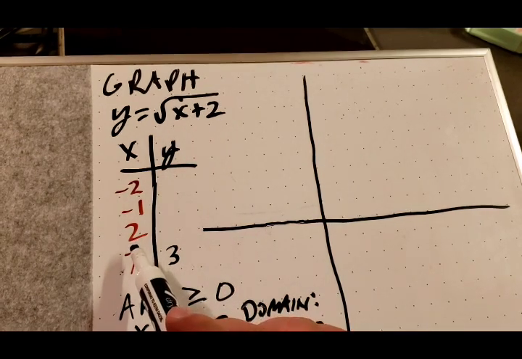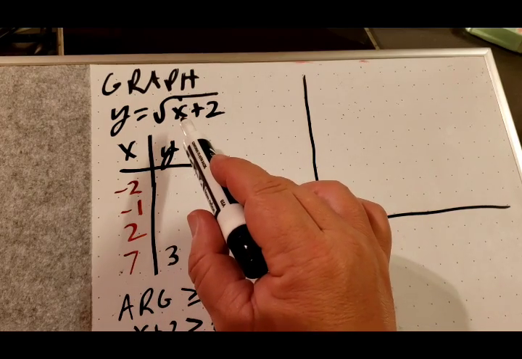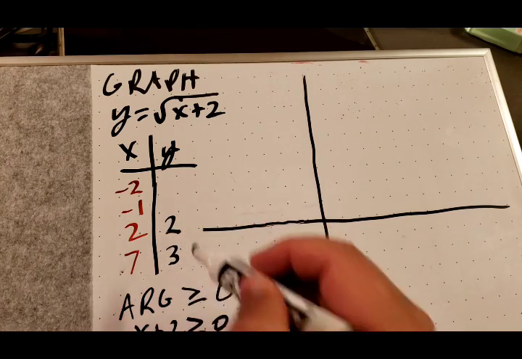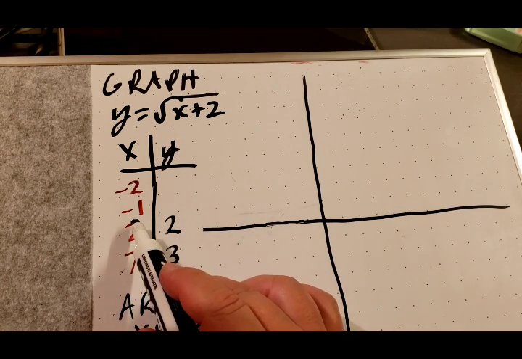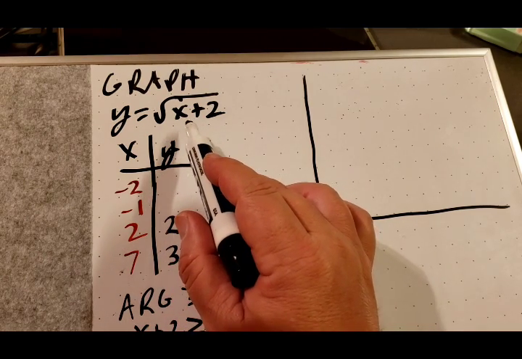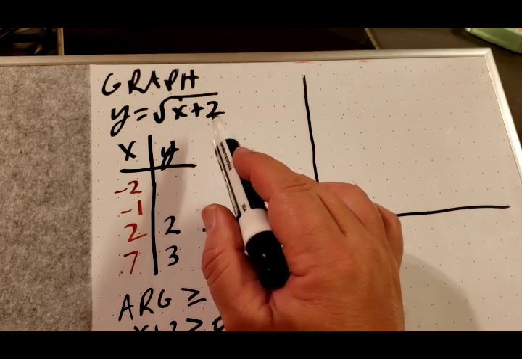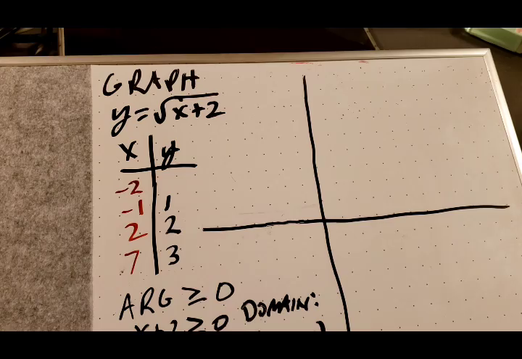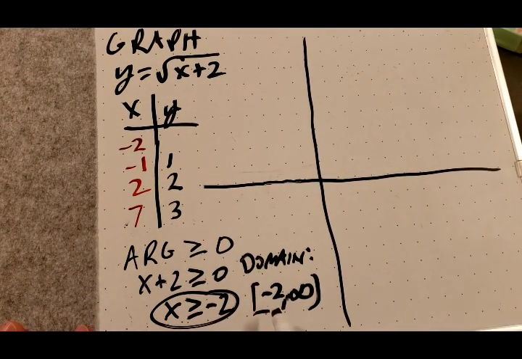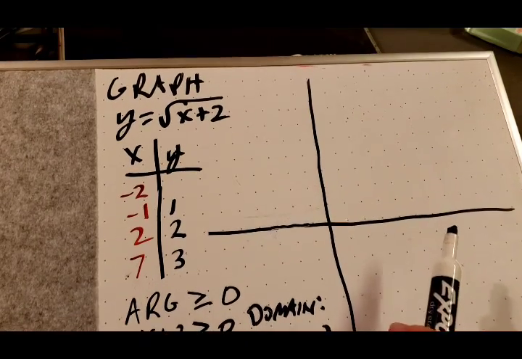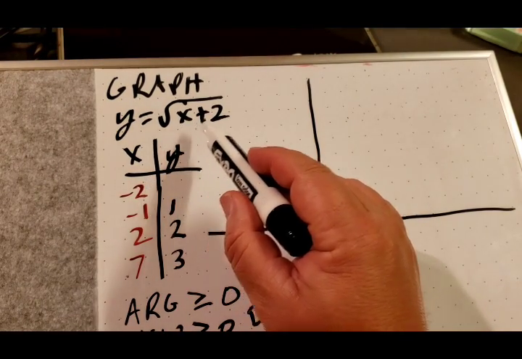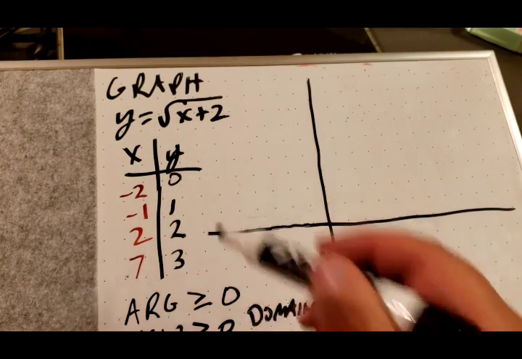Why did I pick 2? Because 2 makes the argument 2 plus 2, which is 4, and the square root of 4 is 2. Why did I pick -1? Because -1 plus 2 is 1, and the square root of 1 is 1. And of course, -2. I picked it because it's the first value in my domain. If I put in -2 plus 2, that's 0, and the square root of 0 is 0.